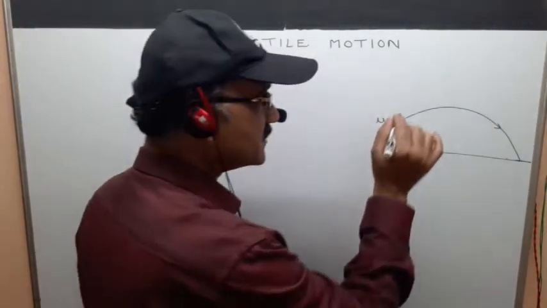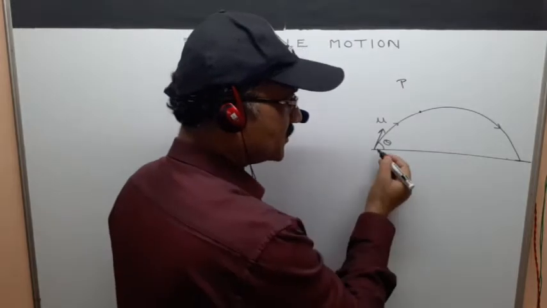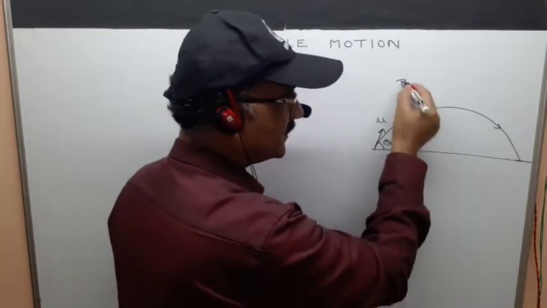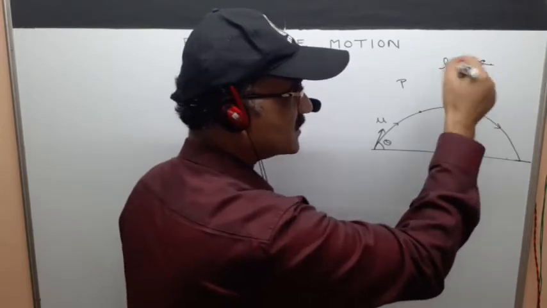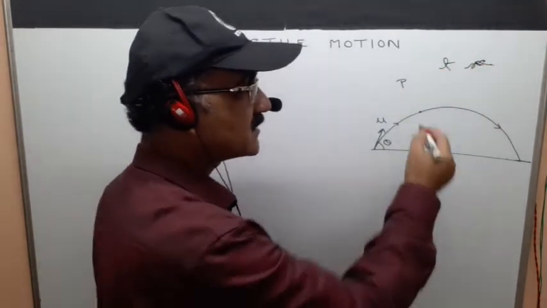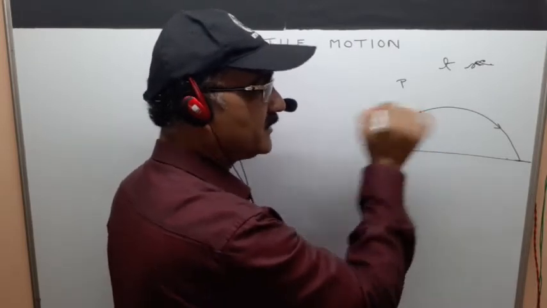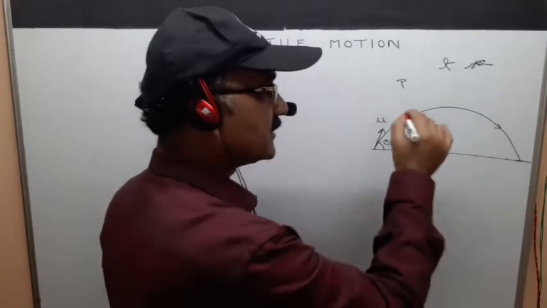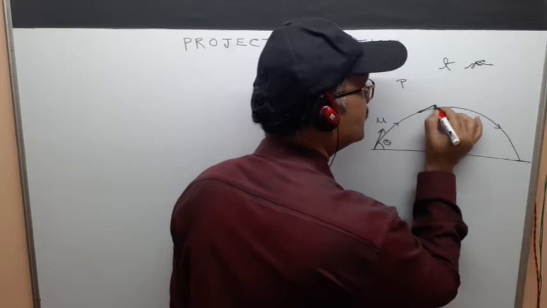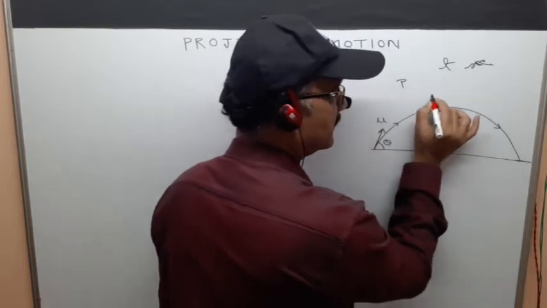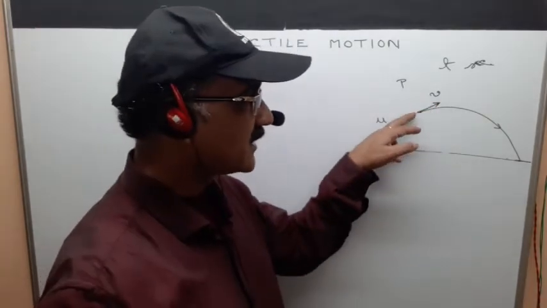See, if we consider a point P here, the projectile has reached this point P after time t seconds. We are assuming, say, after t seconds, the projectile reaches this point P. At this point it will have a velocity, so we can draw a tangent to this curve. If I call that velocity v, it will have a velocity v along this direction.